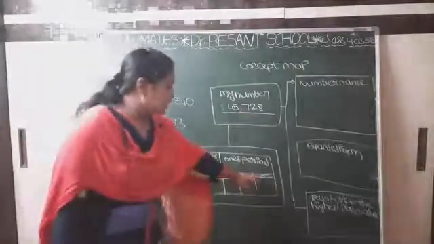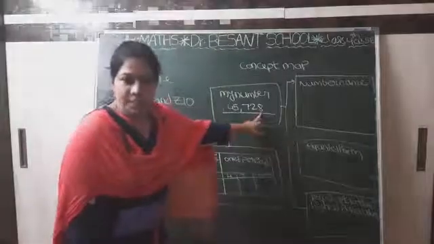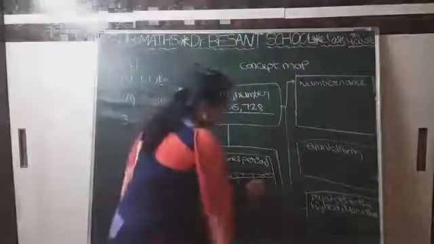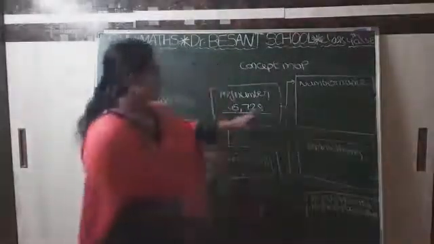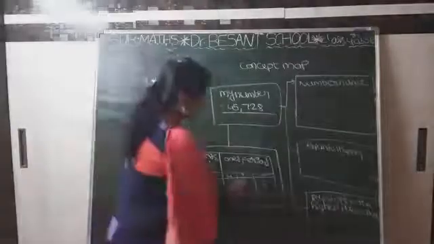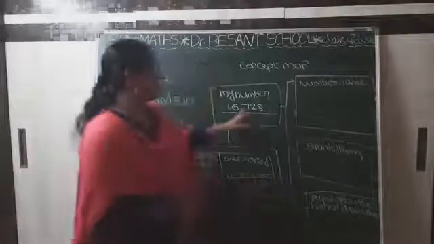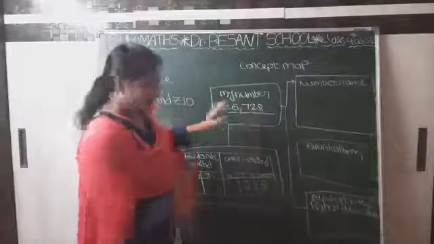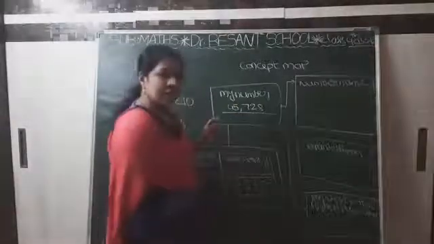Now see children, what is the digit in the ones place here? The digit in the ones place is 8. That's why you should write 8 in the ones place. The digit in the tens place is 2. You should write 2 in the tens place. The digit in the hundreds place is 7. You should write 7 in the hundreds place.